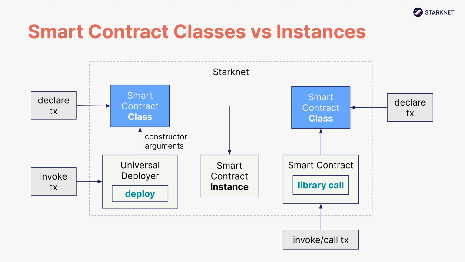Any smart contract can use the logic of a contract class by using the library call syscall. The library call syscall allows for calling a contract class, but using the internal state of the caller, in this case, a contract instance. This is similar to Ethereum and the use of delegate call. In summary, a contract class can be used as a blueprint to create contract instances or as a reusable library that can be called by any smart contract using the library call syscall.